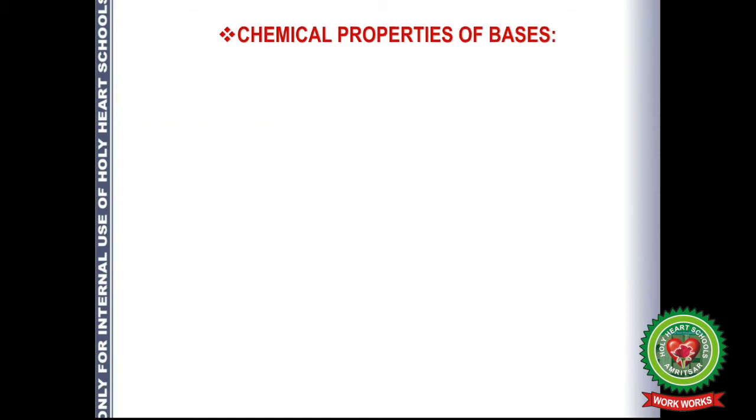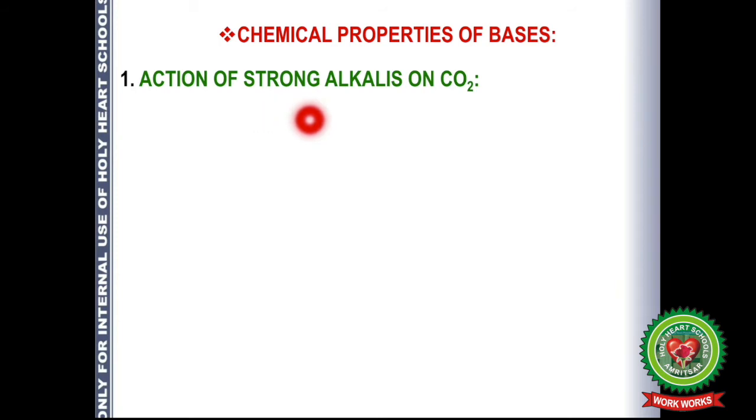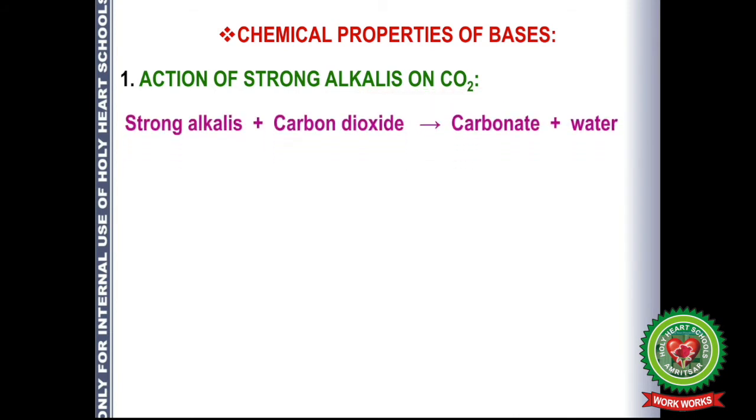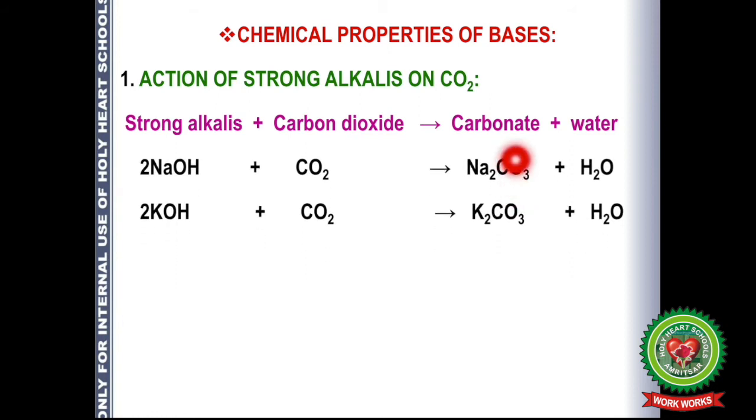Let's start with our next topic, that is chemical properties of bases. First one is action of strong alkalis like NaOH or KOH, sodium hydroxide or potassium hydroxide, on CO2, that is carbon dioxide. When strong alkalis react with carbon dioxide, carbonates are formed along with water. Supposing the strong alkali is NaOH, it reacts with CO2, we will get Na2CO3, that is sodium carbonate, and water. The formula formed is according to valency. Similar is the case with potassium hydroxide.